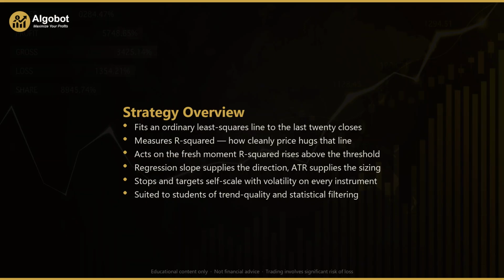A separate check makes sure the fitted move is large enough relative to volatility, so a perfectly straight but almost flat line is screened out. Everything is measured in ATR units, the average true range, so the same settings adapt naturally across different instruments and time frames. Its natural home is liquid, trending markets such as major foreign exchange pairs or an index on the 15-minute to 1-hour charts, but nothing is hard-coded.